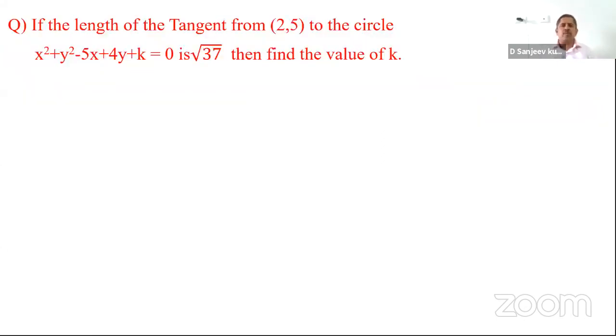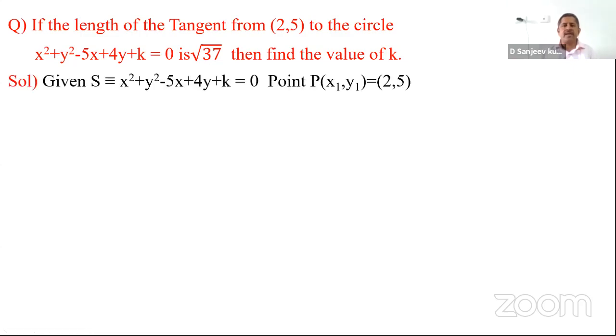Let us take one more problem. If the length of the tangent from the point (2, 5) to the circle x² + y² − 5x + 4y + k = 0 is √37, find the value of k. So what is given here? The equation of a circle, but in it the constant is given as k, so you're going to find this value. The length of the tangent is given as root 37, and the point is given as (2, 5).